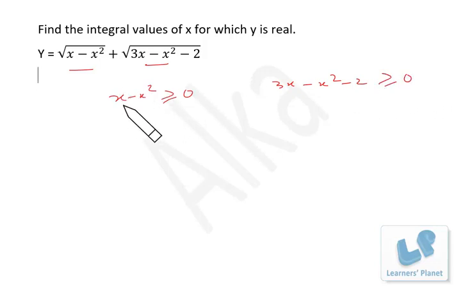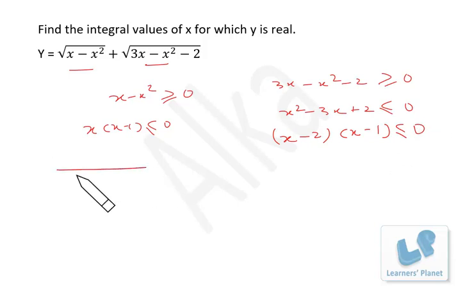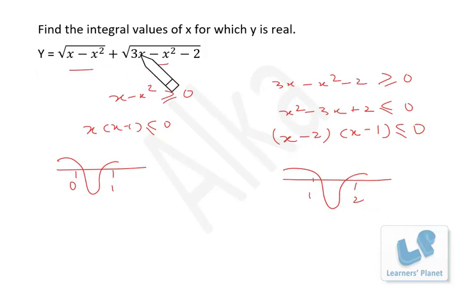That means x square minus x should be less than or equal to 0. So I can write it like this: x, x minus 1 should be less than or equal to 0. Similarly, here it is x square minus 3x plus 2 should be less than or equal to 0. That means x minus 2, x minus 1 should be less than or equal to 0. So according to this, x should be between 0 to 1, and according to this, x should be between 1 to 2. Now since both the expressions are added, we have to find out the common solution.